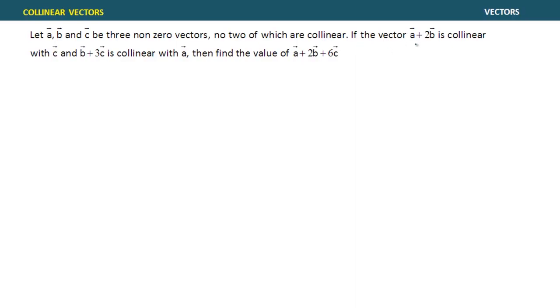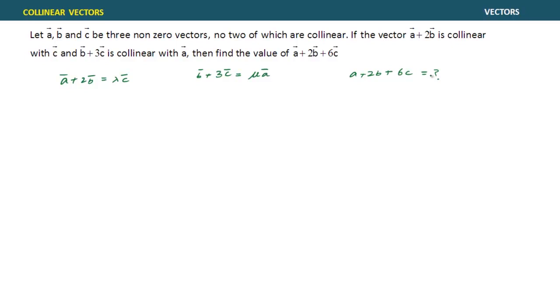If the vector a plus 2b is collinear with c, so it is given that a plus 2b vector is collinear with c. That means you can say it is lambda times c, right? And it is given that b plus 3c vector is collinear with a vector, so that means this is mu times a vector. This is also given. You are asked to find the value of a plus 2b plus 6c. You need to find this particular value.